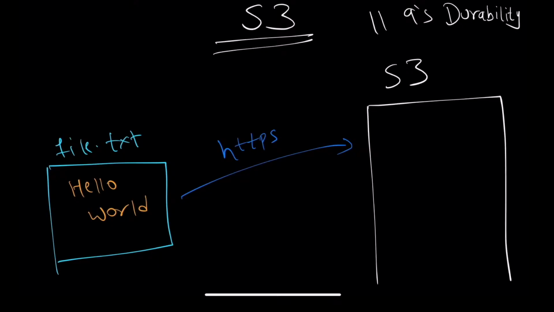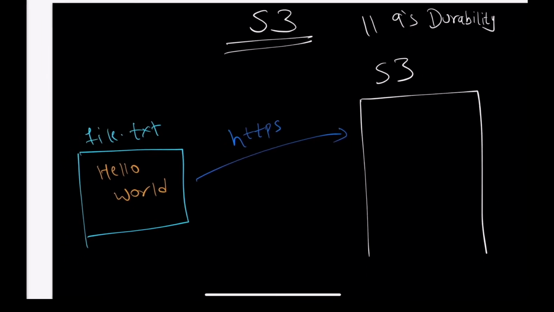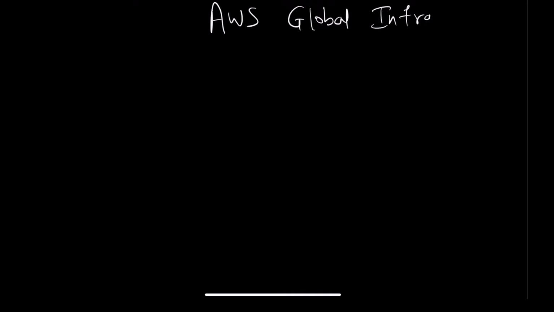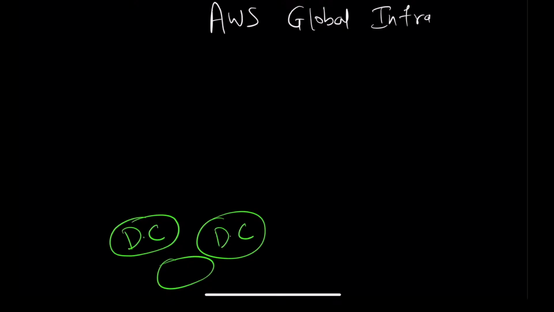Now, how is it that S3 achieves 11 nines of durability? To understand that, we need to talk about what is known as the AWS global infrastructure. AWS has data centers. Now consider these circles as data centers. Multiple data centers make up what is known as an availability zone.